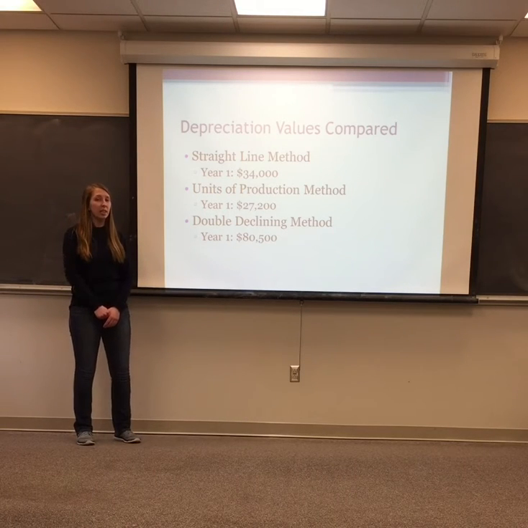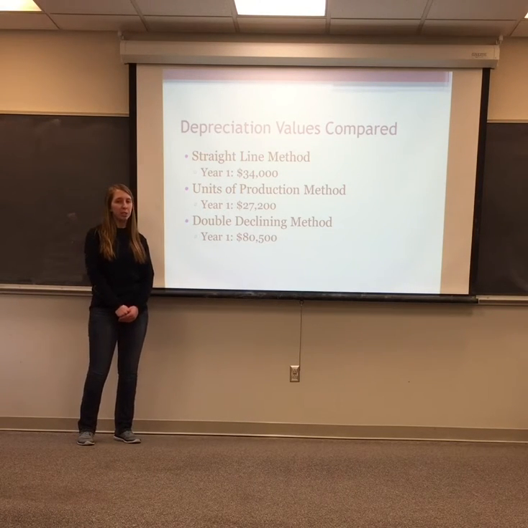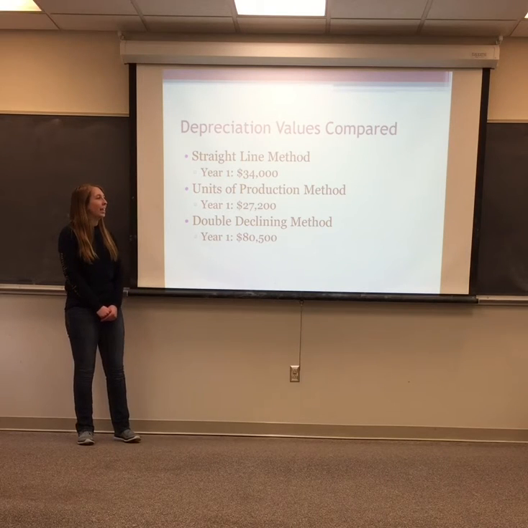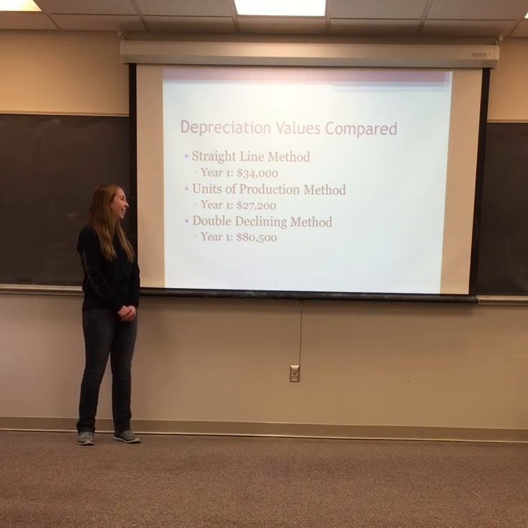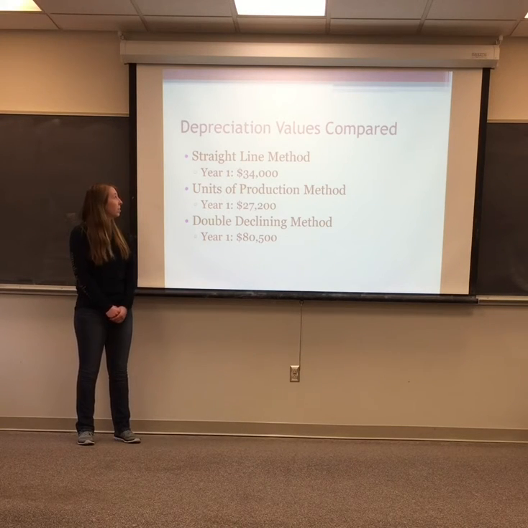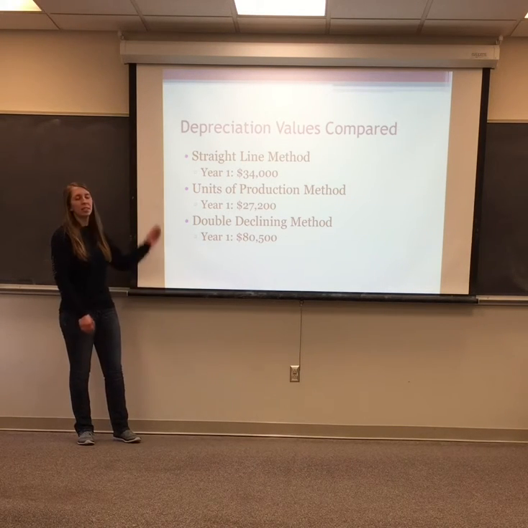So as you can see, the double declining method had a lot more depreciation in year 1, and it will continue to decrease from there. So in conclusion, this is depreciation.